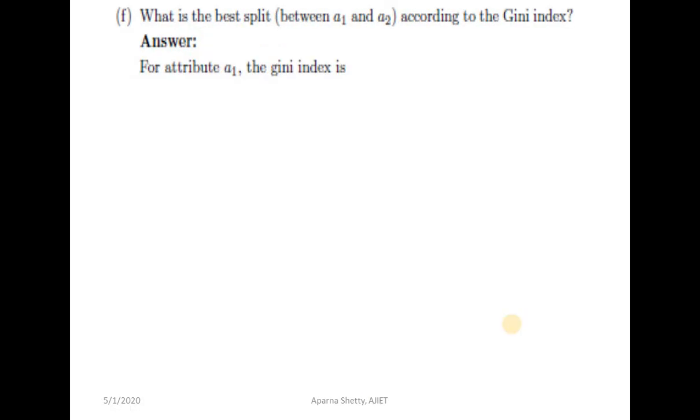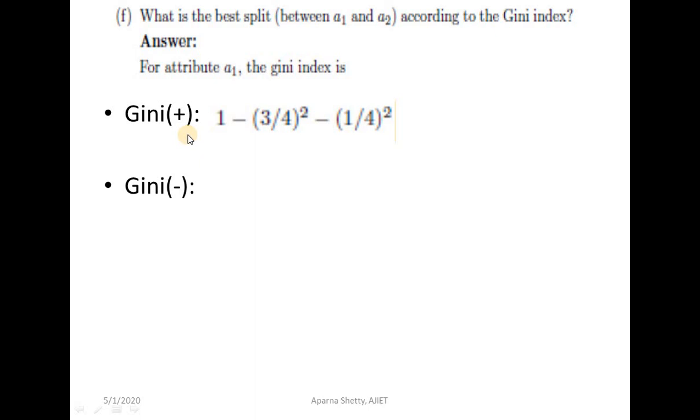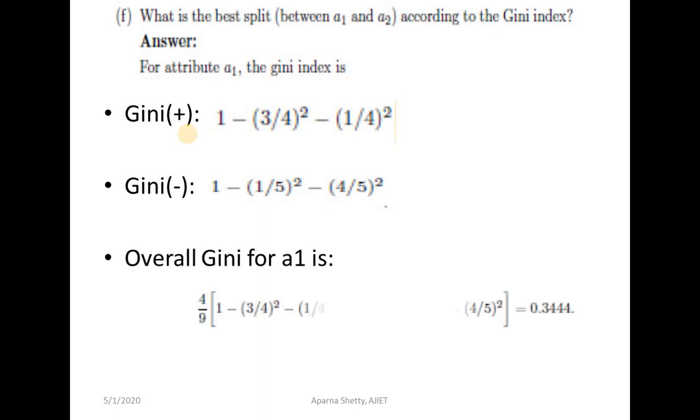Next, they have asked to find the best split between A1 and A2 according to the Gini index. So Gini for positive is given by this formula. You have to calculate the Gini index for class label positive. Similarly, the Gini index for class label negative you have to calculate using that table. After that, the overall Gini index for A1 you have to calculate using this formula. You will get 0.3444.